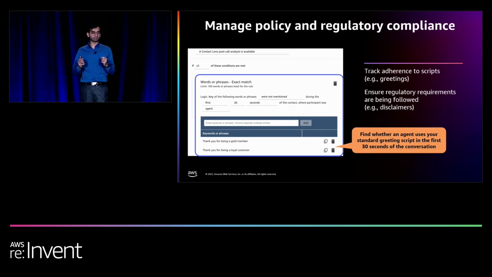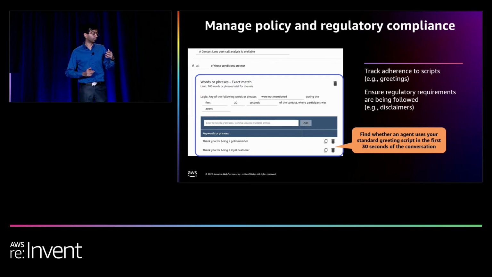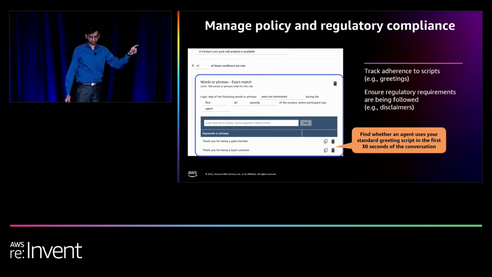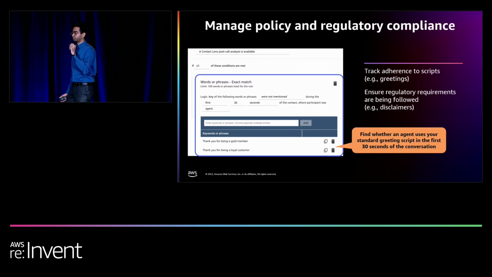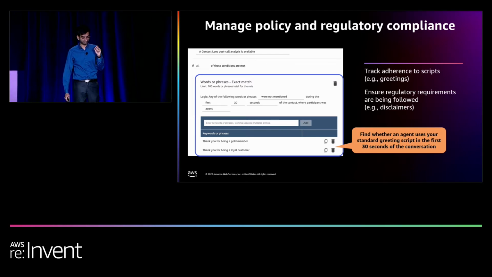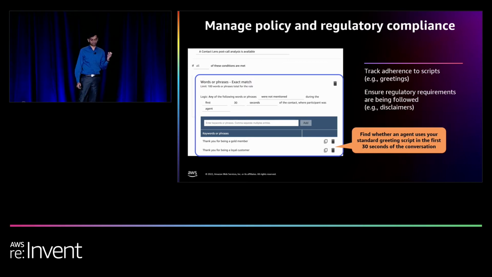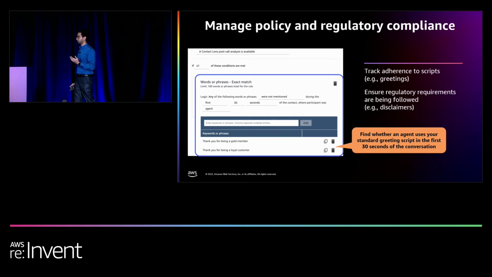Contact Lens also helps manage regulatory compliance. Now, for example, if there is a regulatory disclosure that needs to be communicated to customers before every contact, you can track which contacts were in compliance and which contacts weren't in compliance with that regulatory disclosure. This capability has particularly proven helpful to our customers who are in highly regulated industries like financial services, where you are required to follow strict regulations.